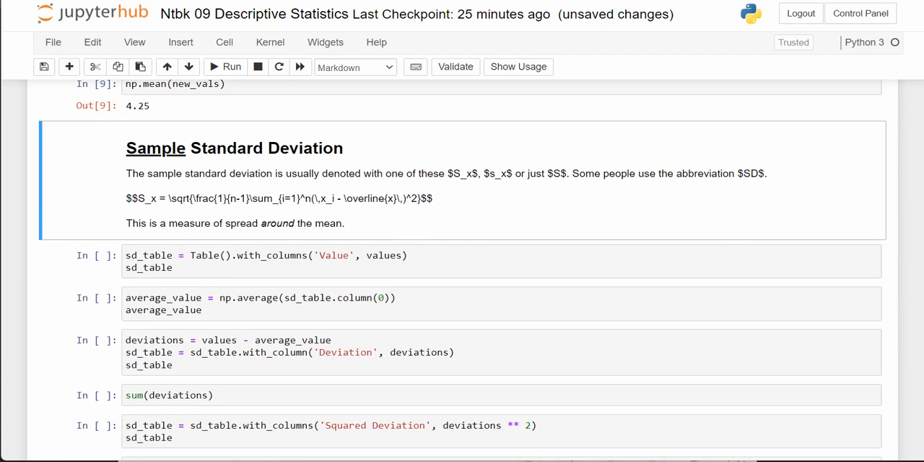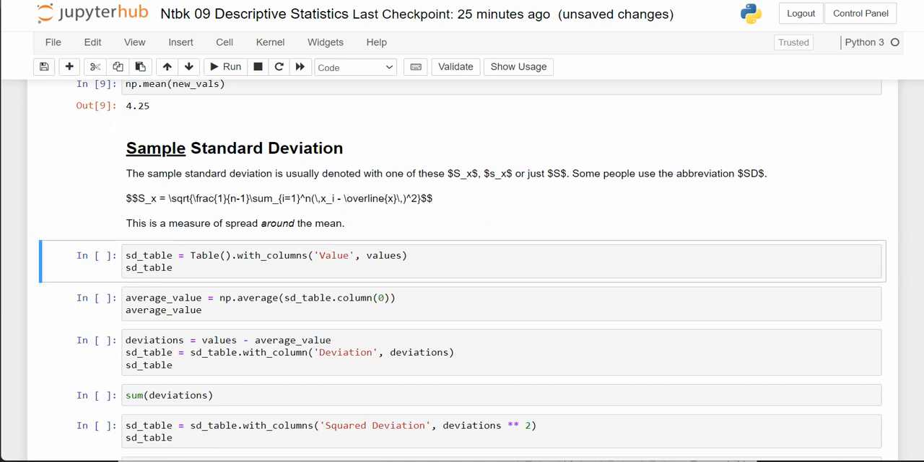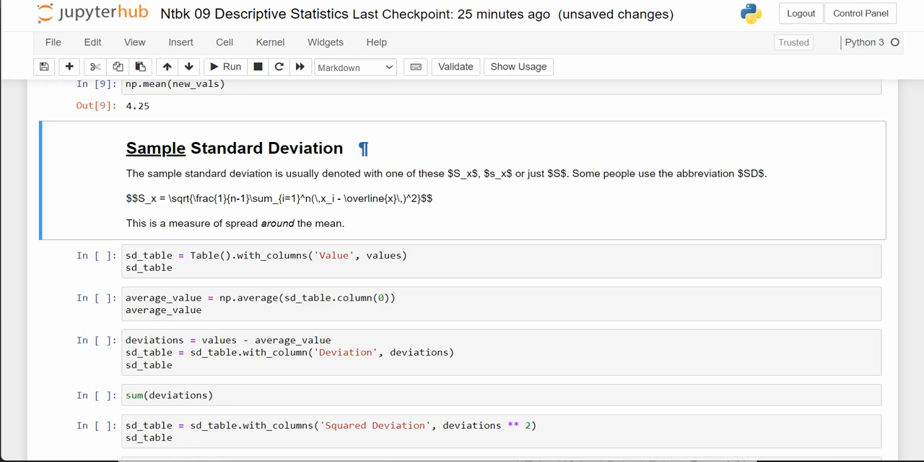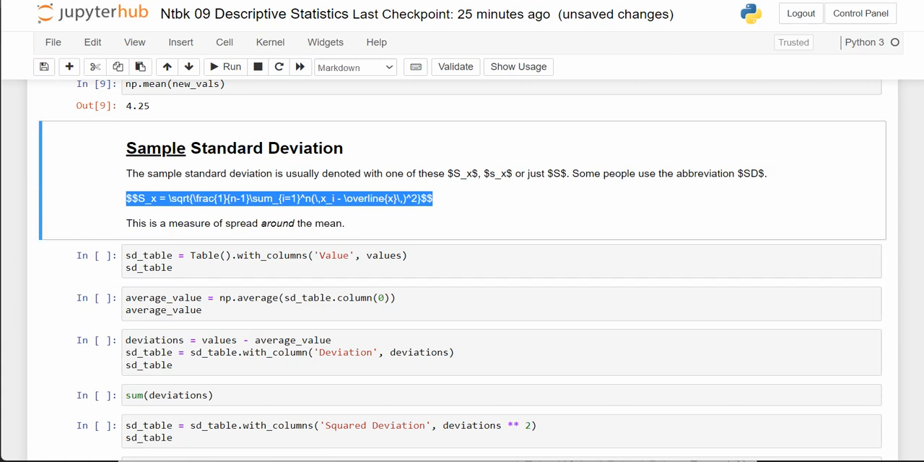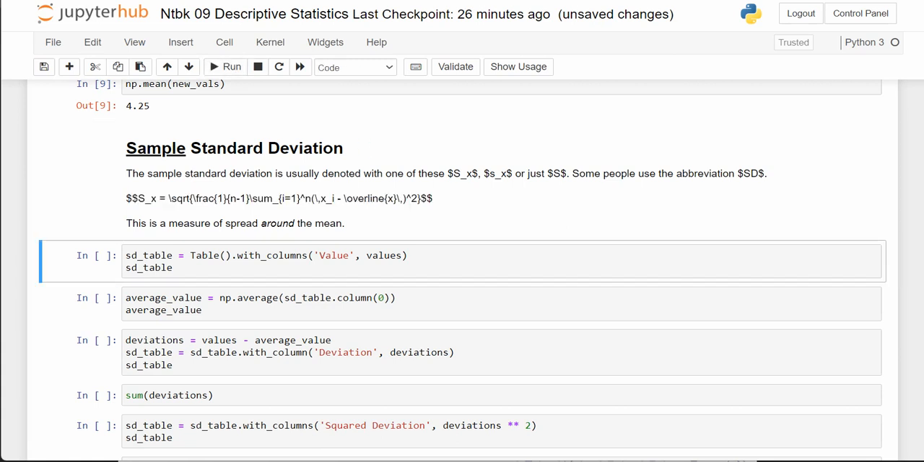Now we're going to talk about the sample standard deviation, okay? These equations are not showing up and I don't know exactly why, and I'm running this cell and it won't rerun. But let's just go with this. It's a measure of the spread, how the values in the array spread out around the mean, okay?